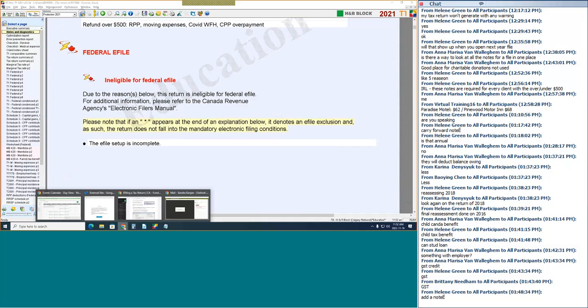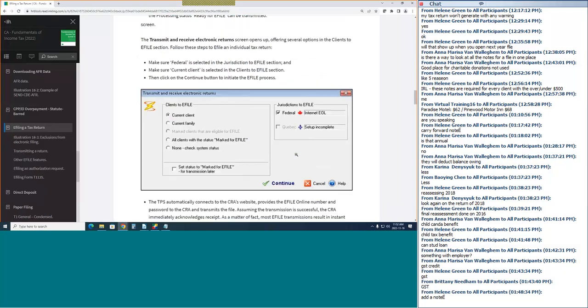I can't do it right now because it's turned off, but what it would look like is it's going to say, do you want to send the current client? Always do one client at a time. Don't e-file a whole family. You want to do those last minute checks before you're done, and you want to make sure you're not accidentally filing somebody else's return who hasn't signed what they need to sign. So do them one at a time.